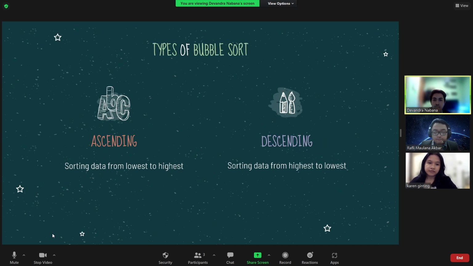And next, there are types of bubble sort. There are two types: one is ascending and two is descending. Ascending is sorting data from lowest to highest, and descending is sorting data from highest to lowest.